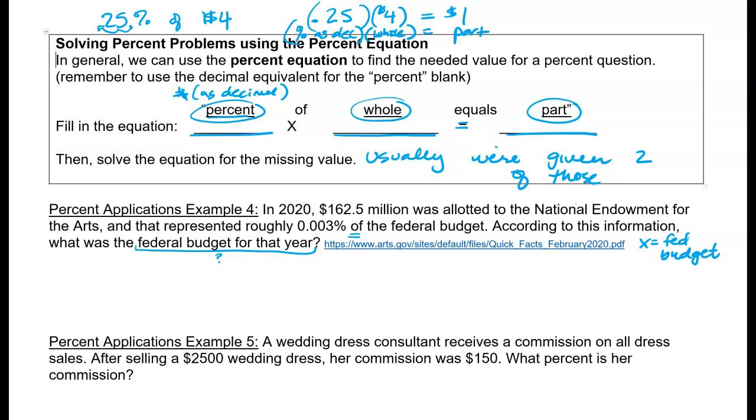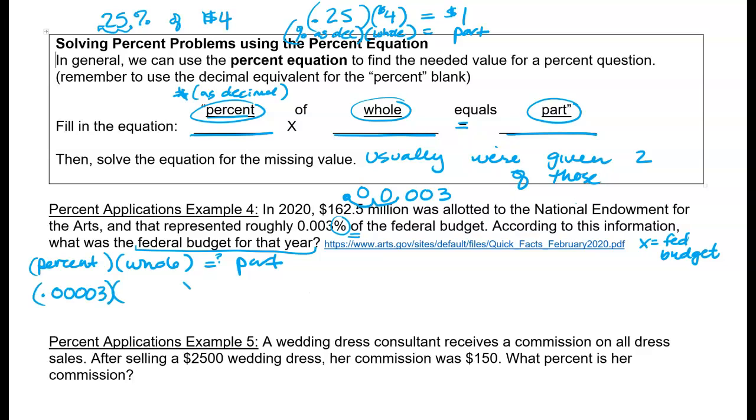Then let's write down our percent equation. We're going to take the percent as a decimal times the whole, and that's going to give us the part. Let's read through and see if we can figure out where everything goes. The percent is the easiest because we can see the percent sign. So I'm going to take 0.003%, drop the percent sign, and move the decimal 2 spots left to get the decimal. Put a placeholder 0. So my decimal is 0.00003.